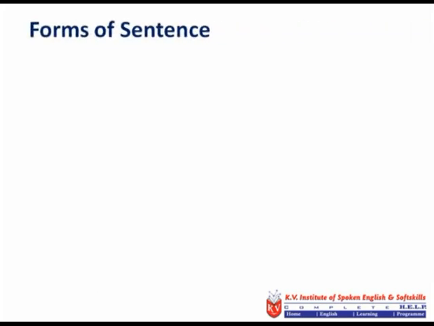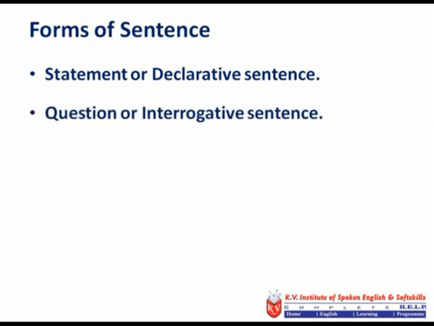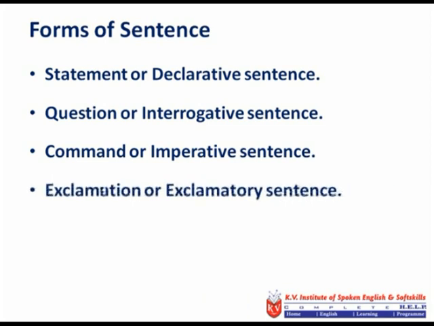Now let's see forms of sentence. A sentence has 4 forms. They are statement or declarative sentence. These sentences end with a full stop or a period. Question or interrogative sentence. This sentence ends with a question mark. Command or imperative sentence. These sentences end with a period or an exclamation mark. Exclamation or exclamatory sentence. These sentences end with an exclamation mark.